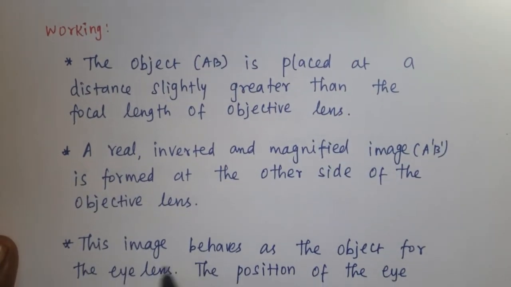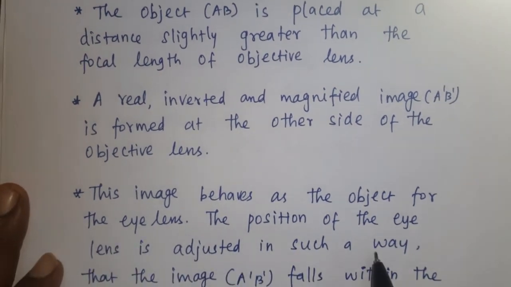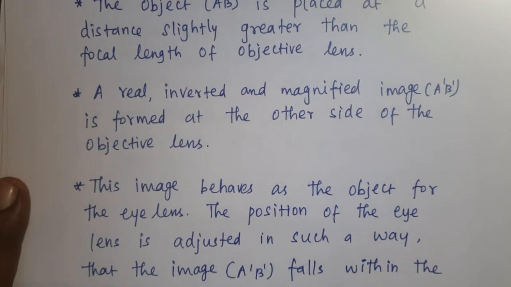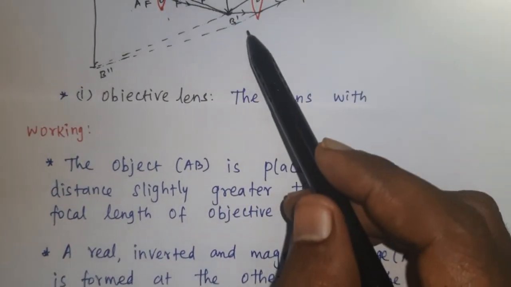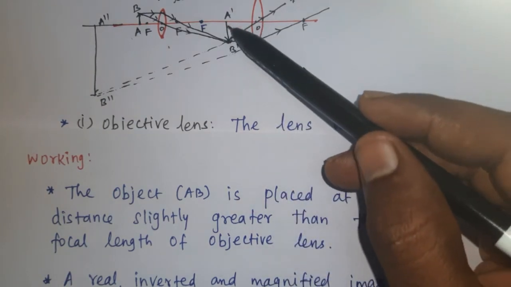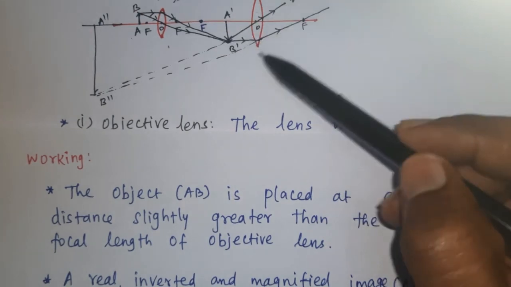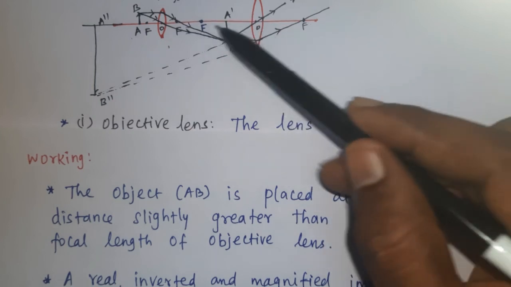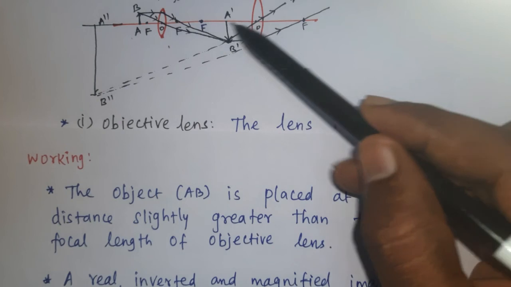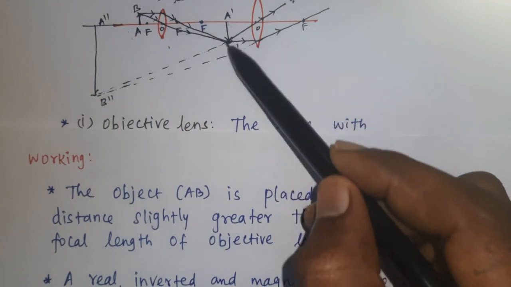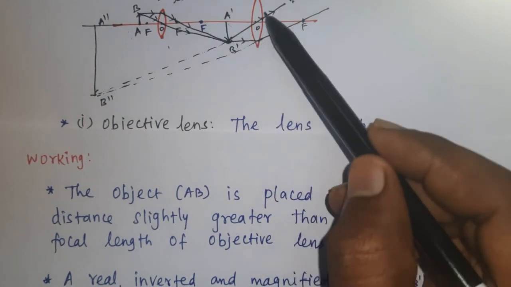Third point, this image behaves as the object for the eye lens. So the position of the eye lens is adjusted in such a way that the image A dash B dash falls within the principal focus of the eye lens. So this image should be within the focus, not beyond the focus. We have to adjust this eye lens.